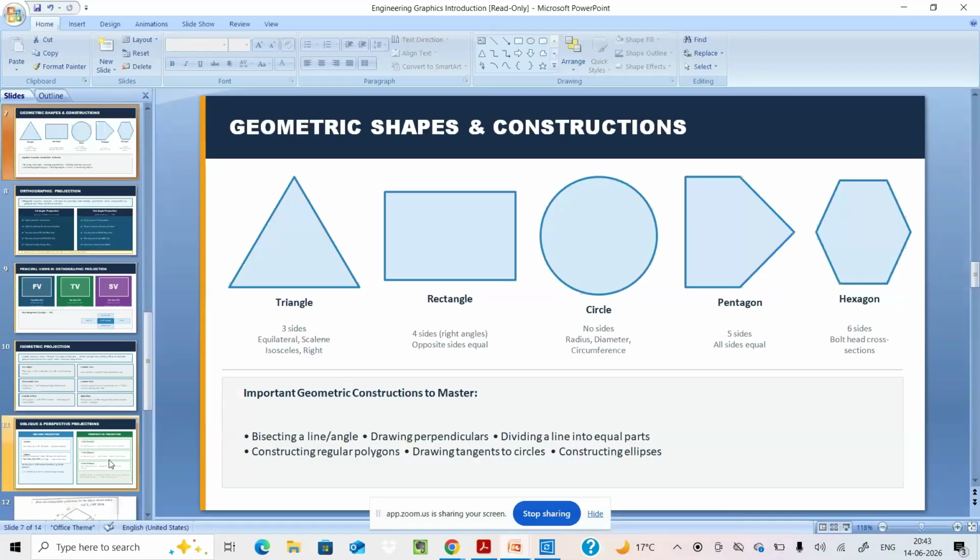Now the geometric shapes, and if you have any doubts, you can just ask. Am I going fast, or am I at a normal pace with the drawings?